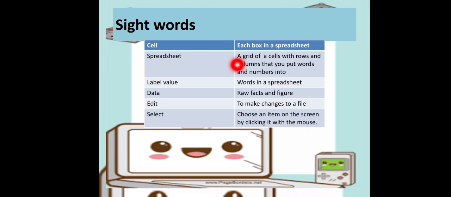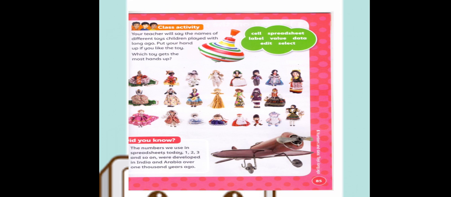A cell is basically the intersection of a row and a column. This is called the cell, and each cell has a unique name. It's called a label name. Every cell I have labeled with the name of sight words. Edit means I will make some changes in it for rectification, for updating. Select means I will select the cell by clicking it with the mouse, like I'm selecting it. In this way we will study about Excel.